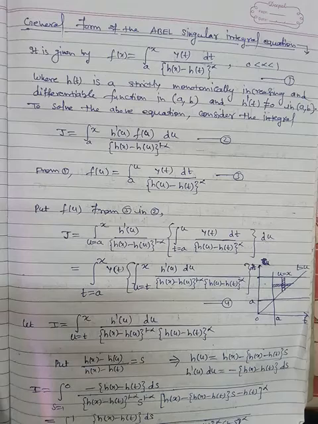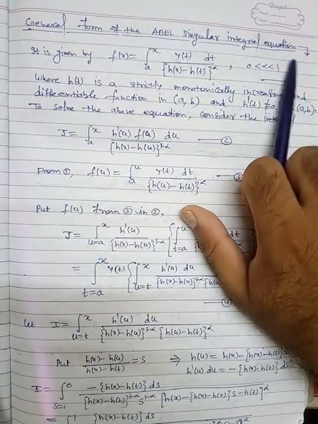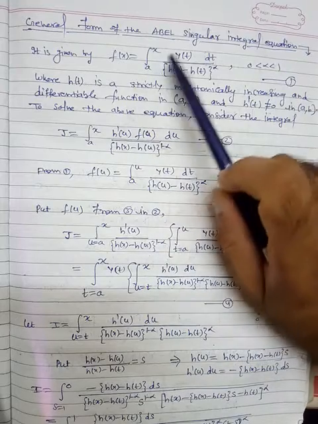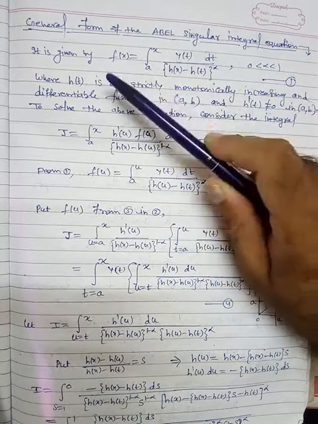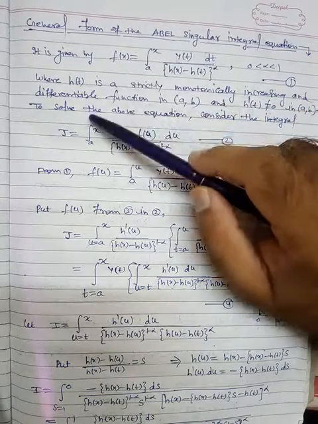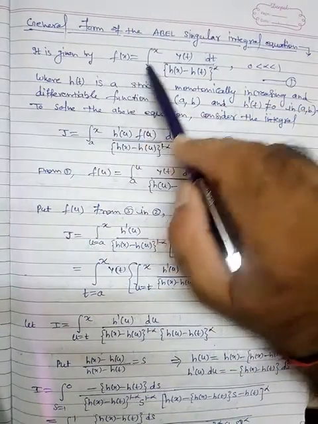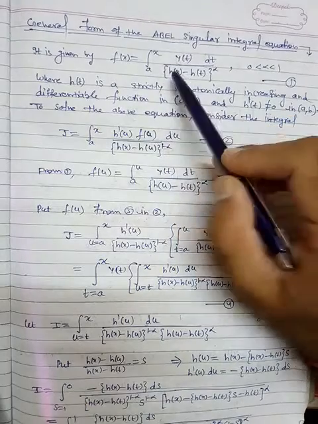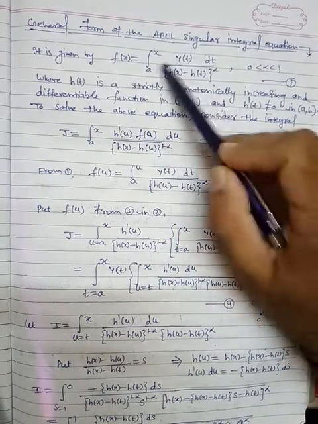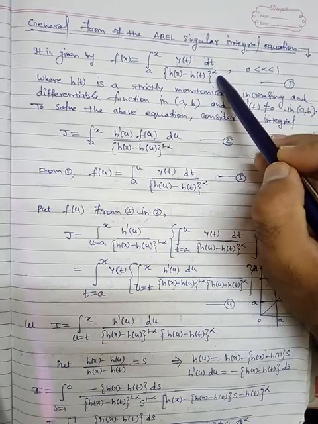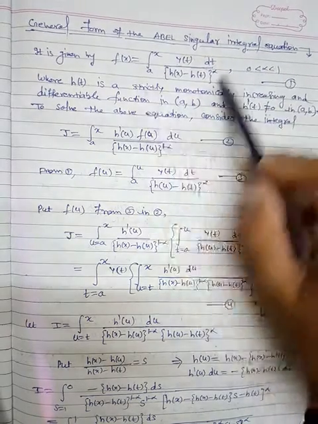Students, in this video I am going to discuss the general form of Abel's singular integral equation. In the previous video we discussed the specific form of the Abel integral equation, but here we have the general form. So what is the general form? It is given that f(x) is equal to the integral from a to x of y(t) divided by (h(x) - h(t)) raised to the power alpha, dt, where alpha is between 0 and 1. This is basically the general form.